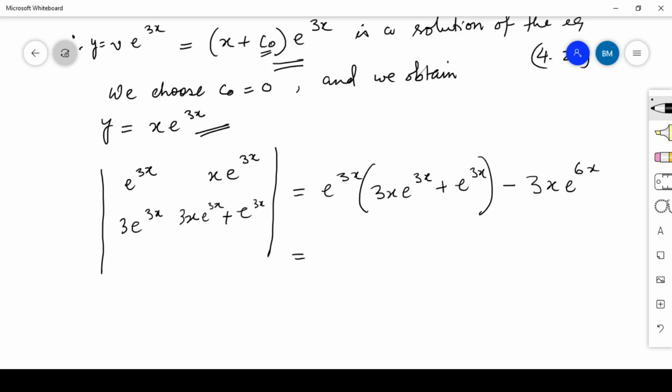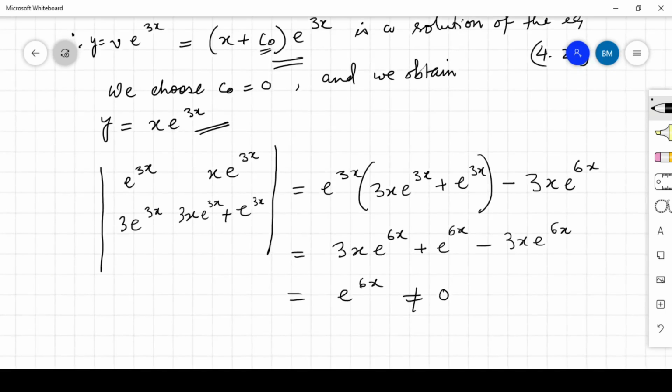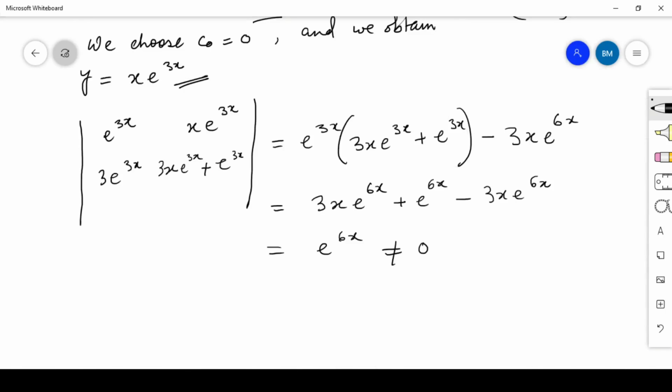So it will give 3x e to the power 6x plus e to the power 6x minus 3x e to the power 6x, which is equal to e to the power 6x, which is non-zero for every x. And therefore, we have seen the Wronskian of the two solutions e to the power 3x and x e to the power 3x is non-zero. Therefore, the solutions e to the power 3x and x e to the power 3x are linearly independent.